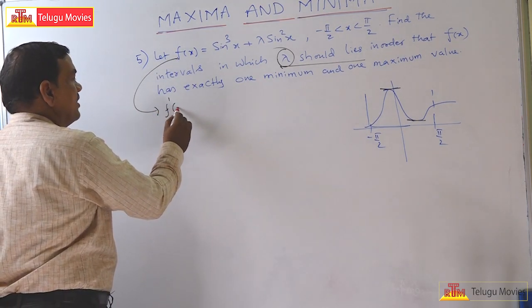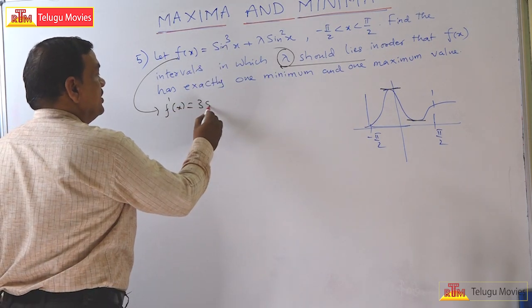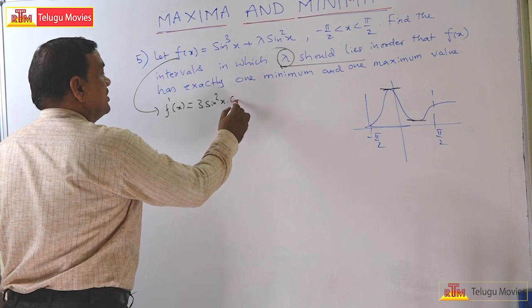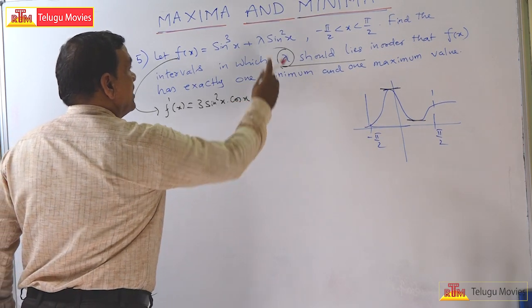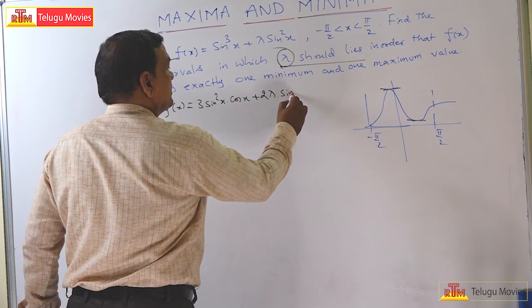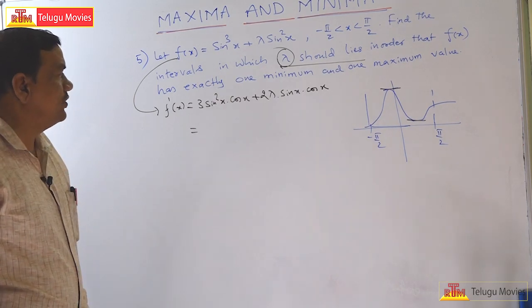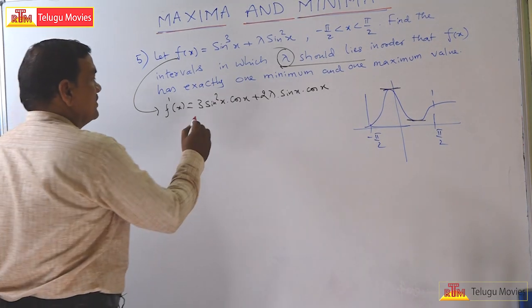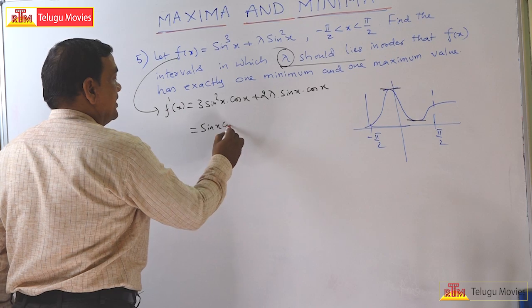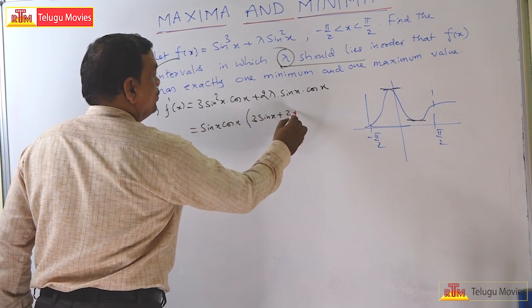First find f dash of x. So the derivative of sin cube x is 3 sin square x times the derivative of sin x, which is cos x, plus lambda times the derivative of sin square x, which is 2 sin x times cos x. We take sin x cos x common outside. So this is equal to sin x cos x times (3 sin x plus 2 lambda).